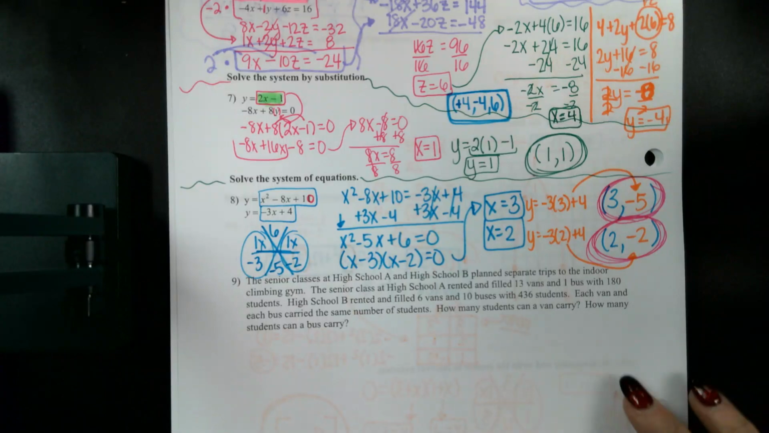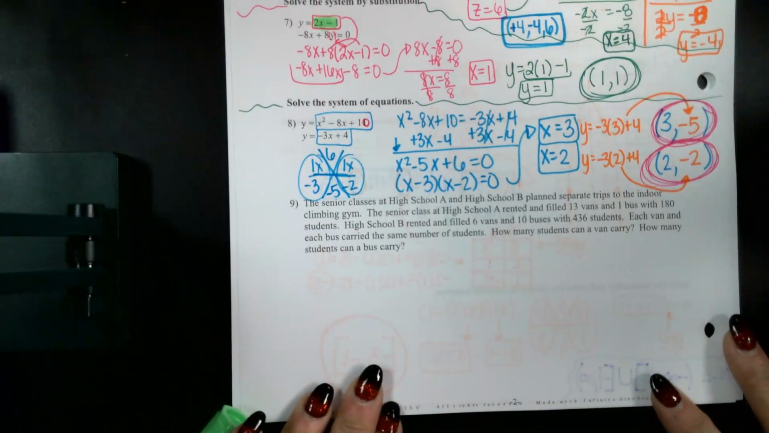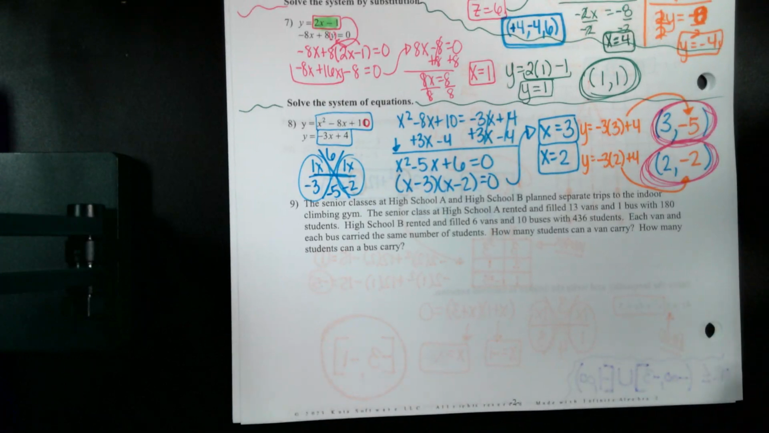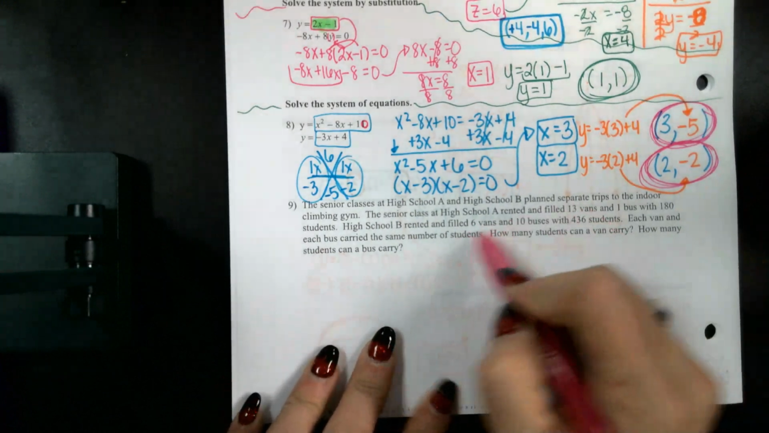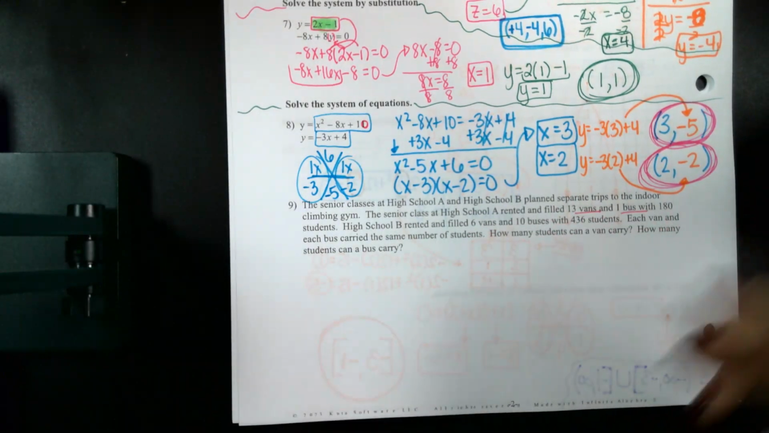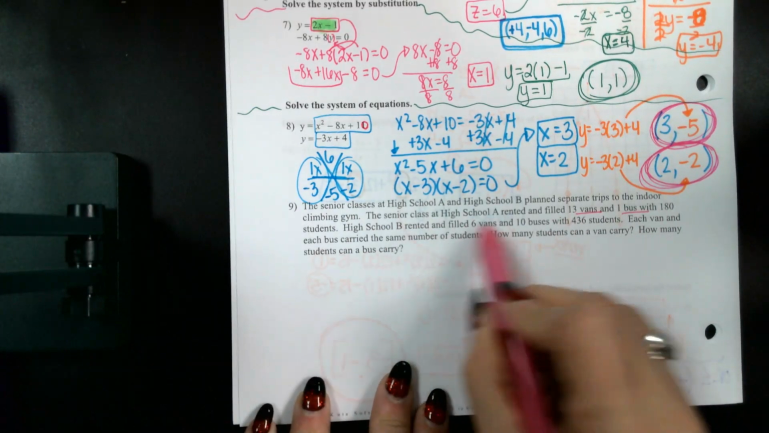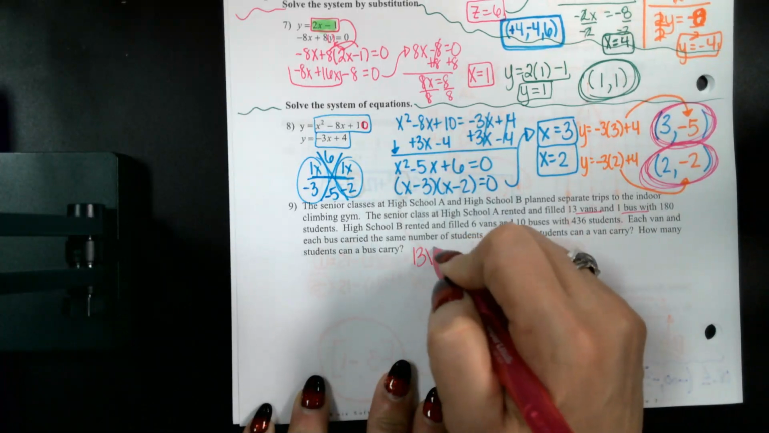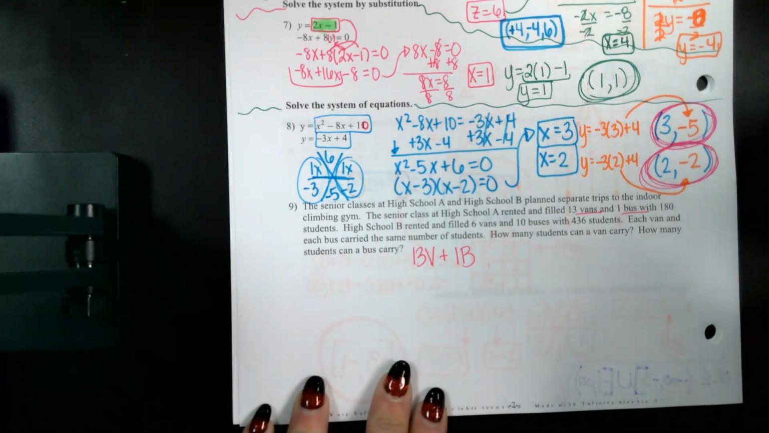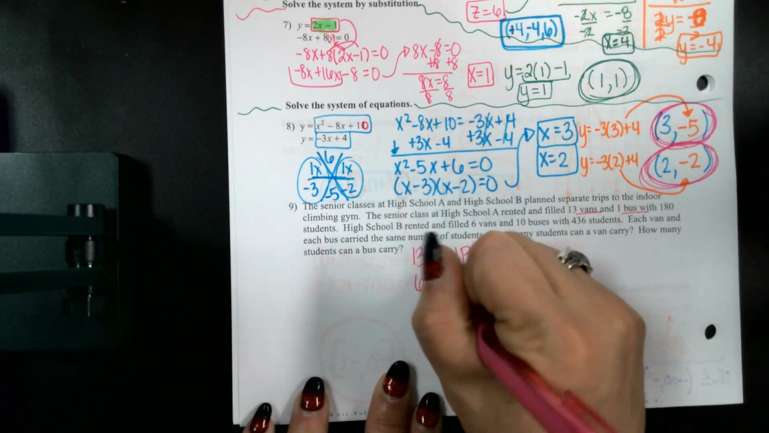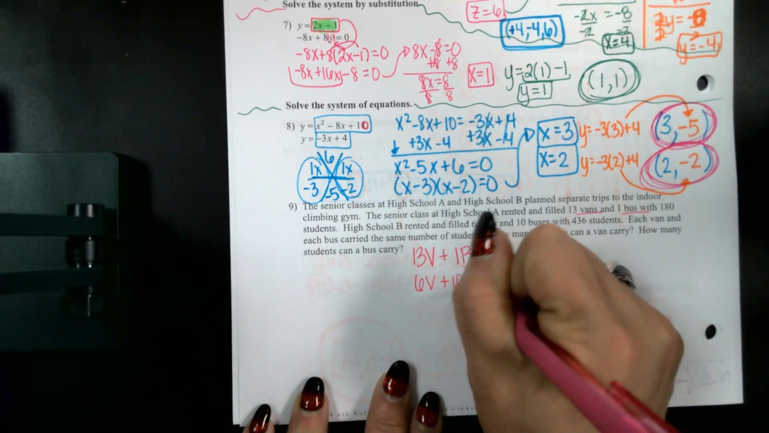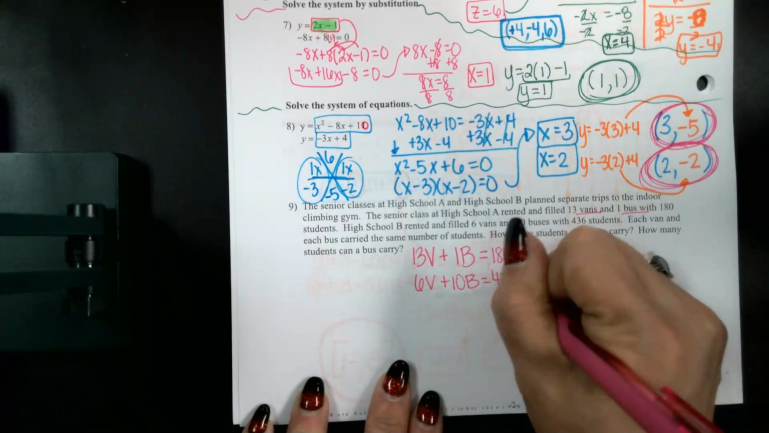Okay, now the word problem, we just have to write our own system, but then we're going to use elimination to solve it. We have vans and buses, so I'm going to use V and B. The senior class at high school A had 13 vans and 1 bus for a total of 180 students. High school B was 6 vans and 10 buses for a total of 436 students.